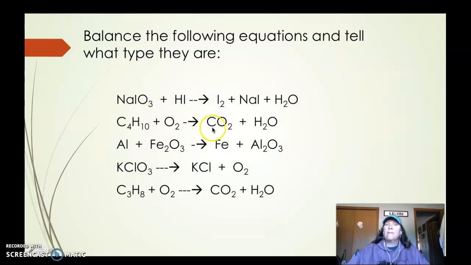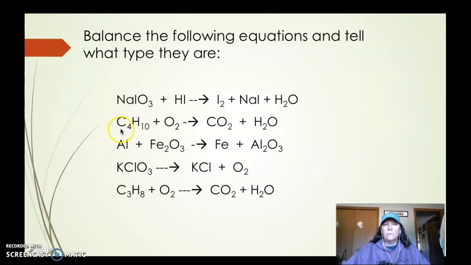Okay. This one's combustion because I have carbon dioxide and water. This is like the big red flag. Here we go. Combustion, combustion, combustion. Okay. When you're balancing a combustion reaction, they're probably the hardest ones to balance. But if you follow a little trick, they're not so bad.